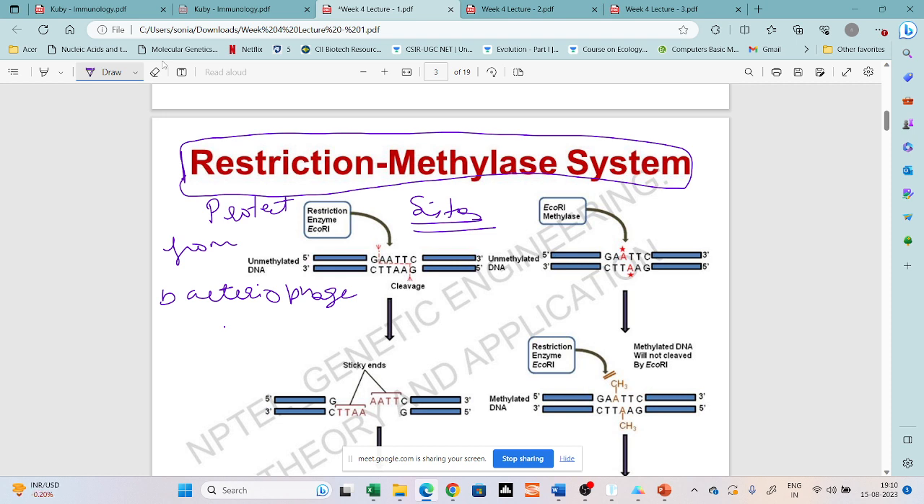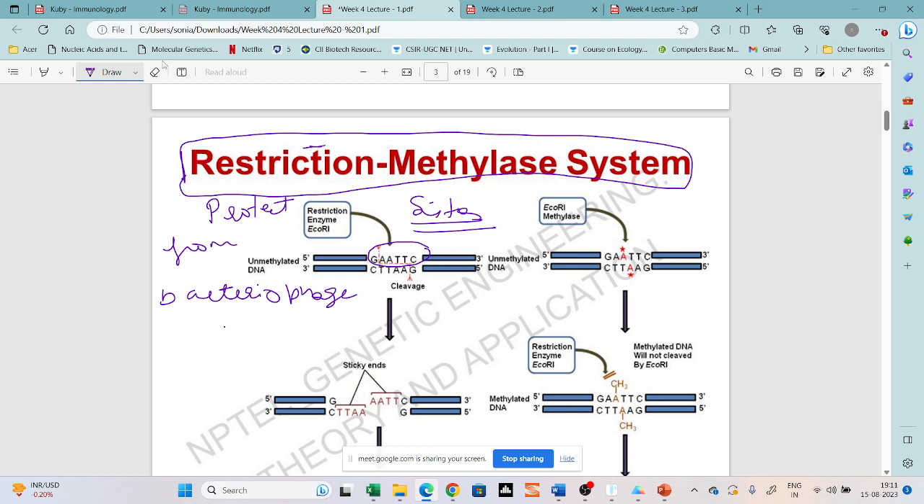Suppose I am taking EcoR1, GAATTC. Now this will be cleaving the DNA whenever this sequence is present in the DNA. Now this sequence can be present in the bacteria's genome also. So bacteria has made a system by which it protects its own genome, but it cleaves the genome of other foreign organisms. So bacteria has a system to differentiate between self and non-self, that is self and foreign.